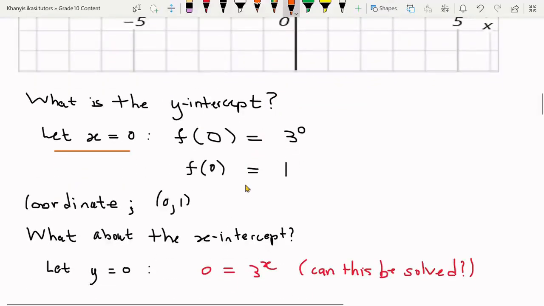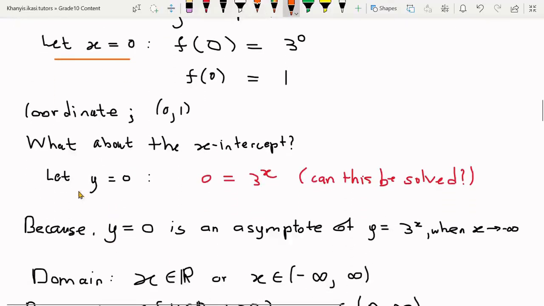Now, if we had tried to find the x-intercept, what do we usually do? The method is we let or make or put y to be equal to 0. If we put that in, then 0 is equal to 3 to the power of x. Can this be solved? It cannot be, right? You can try as much as you can, but 3 to the power of x can never, ever, whichever number you could think of, give you 0. So this is impossible, right? 0 cannot be equal to 3 to the power of x. We can't solve this, right?